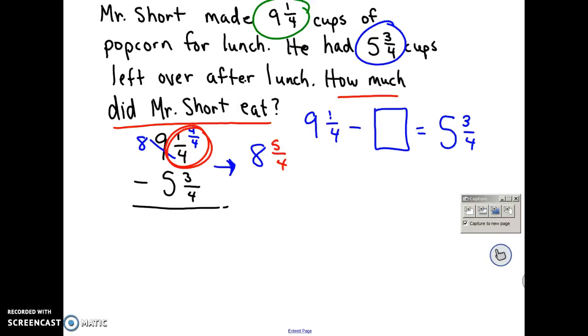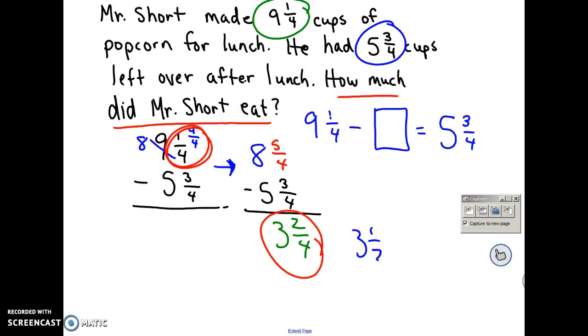The whole reason I did that was so that I had a big number on top. 8 5/4. The bottom number doesn't change. And now it's easy peasy because now I just subtract. 5/4 minus 3/4. You got it, 2/4. And 8 minus 5. 3. Bingo. Final answer is 3 2/4. But I thought the answer should be 3 1/2. Yep. Another name for 2/4 is 1/2. So that would be another excellent answer.